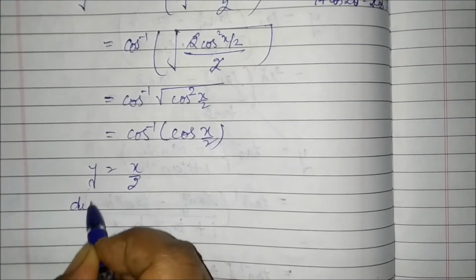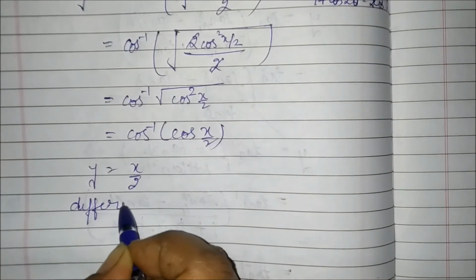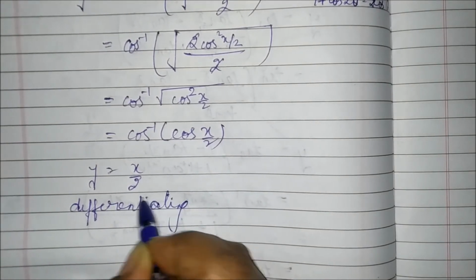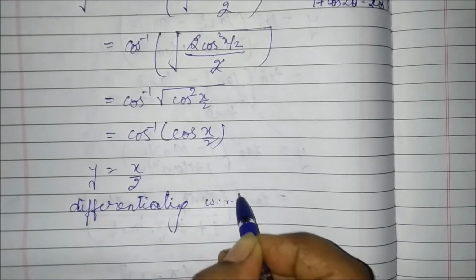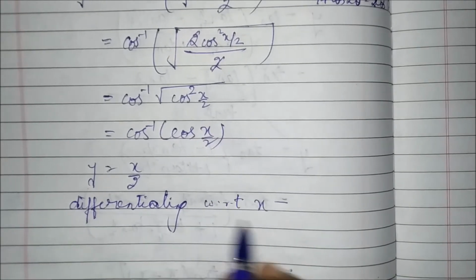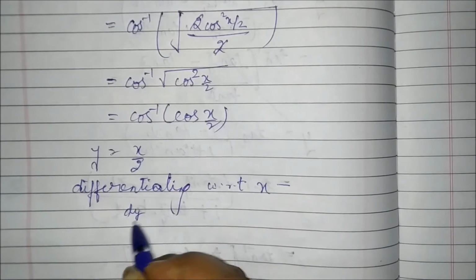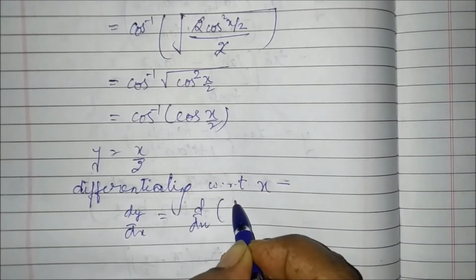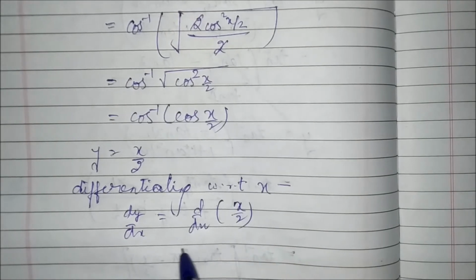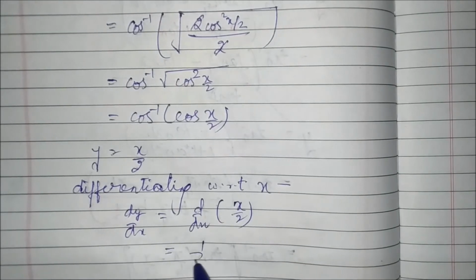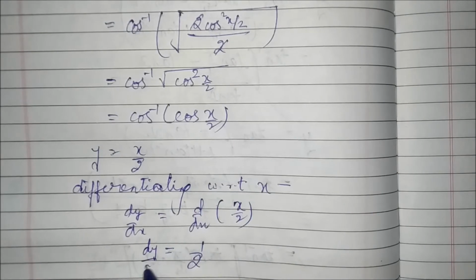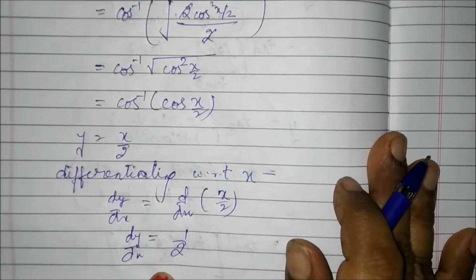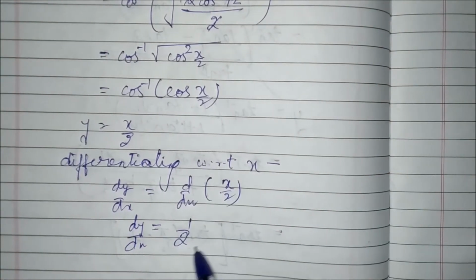Now, as we are doing in every question, differentiating with respect to x, we get dy by dx equals d by dx of x by 2. So it will become 1 by 2. So the derivative of this function is 1 by 2.